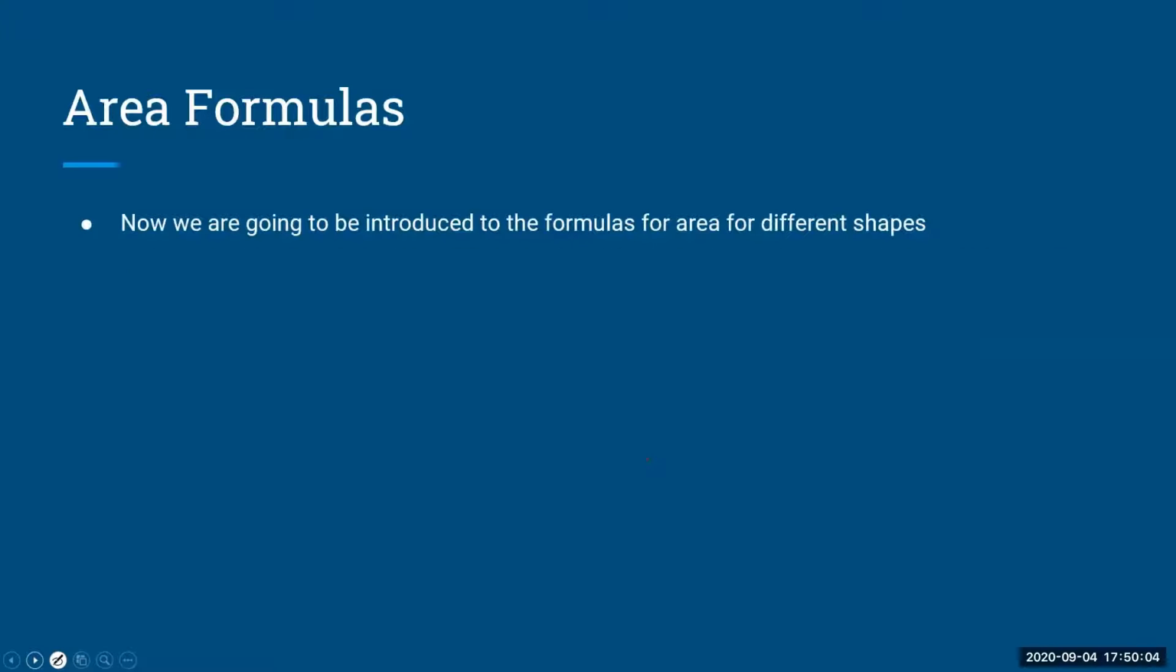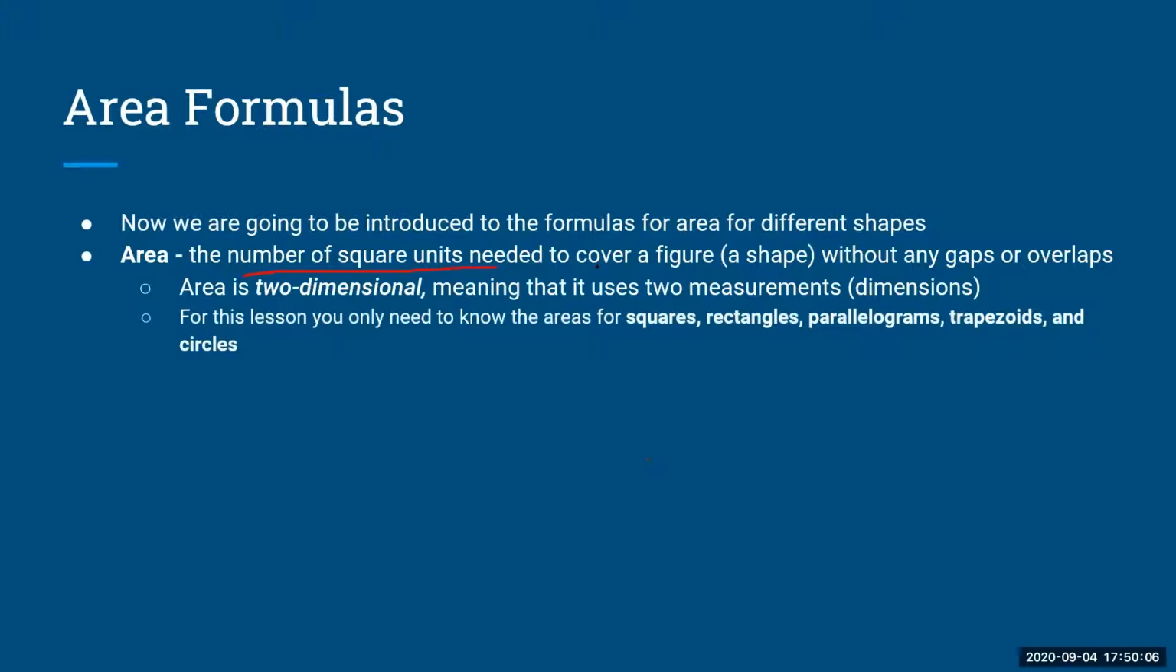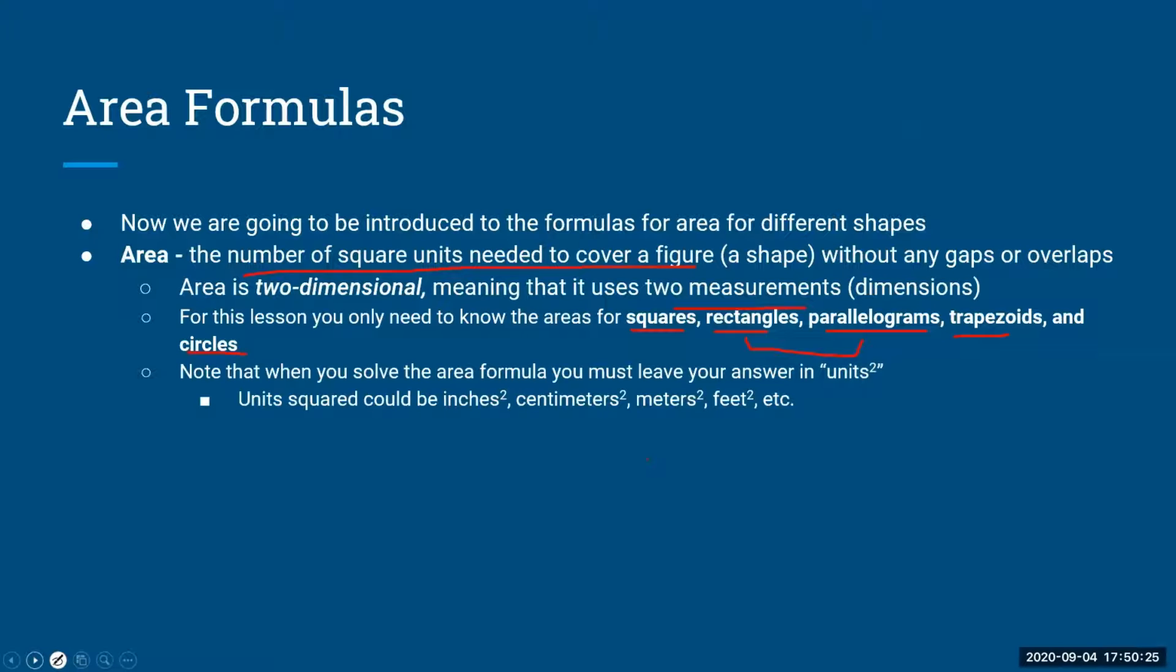Area, you guys know area, so here we go. Area is the number of square units needed to cover a figure or a shape without any gaps or overlaps. So area is two-dimensional, which uses 2 measurements. So it uses 2-dimensional shapes, 2D shapes. And you only need to know about squares, rectangles, parallelograms, which are the same, trapezoids, and circles. And note, when you solve the area formula, you have to give your answer in units squared, right? So it'd be inches squared, centimeters squared, whatever. This is important. It has to be squared.